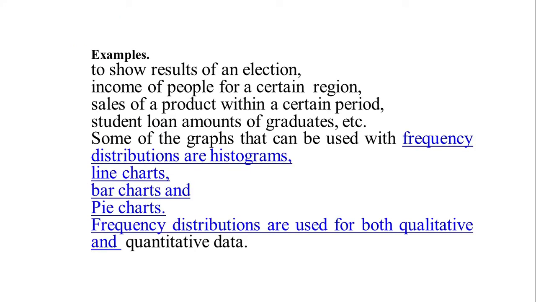Some examples are to show results of an election, to show income of people for a certain region, to show sales of a product within a certain period, to show student loan amount of graduates, etc. Some of the graphs that can be used with frequency distributions are histograms, line charts, bar charts, and pie charts. Frequency distributions are used for both qualitative and quantitative data.